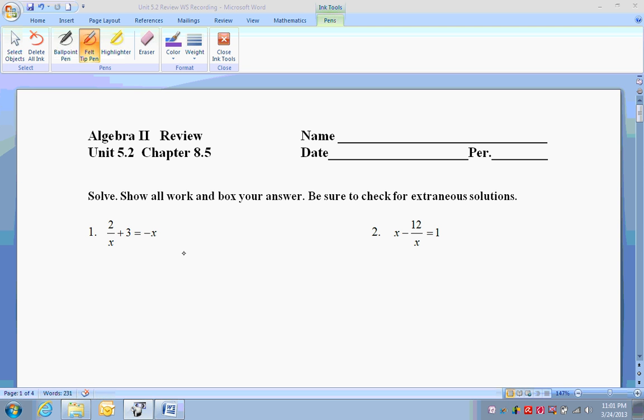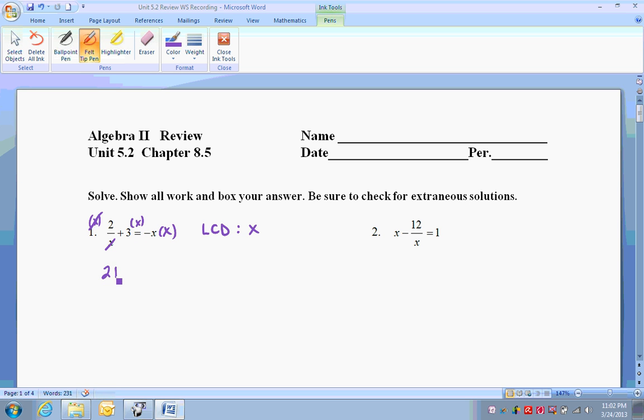On this first set of problems, we're going to be solving rational equations. The first step in solving rational equations is to find the least common denominator. In this case, the least common denominator is x. So I'm going to multiply every term in this equation by x. Then I cross out what cancels and multiply what's left.